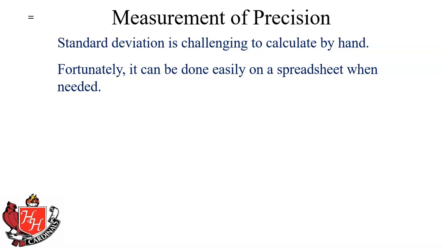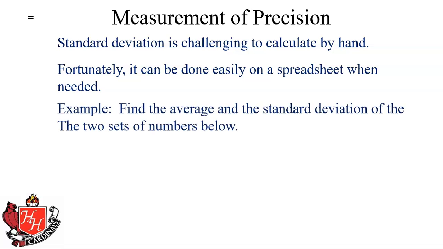Standard deviation is challenging to calculate by hand. I'm going to have you do just one example of it on your own, just so you see how it's done, but you will not have to do this regularly in class. It's usually done on a spreadsheet, like Excel, so you don't need to do this by hand. Okay, so find the average and standard deviation of the two sets of numbers below. We have a first set of numbers: 19, 20, and 21. We have a second set: 10, 20, and 30.